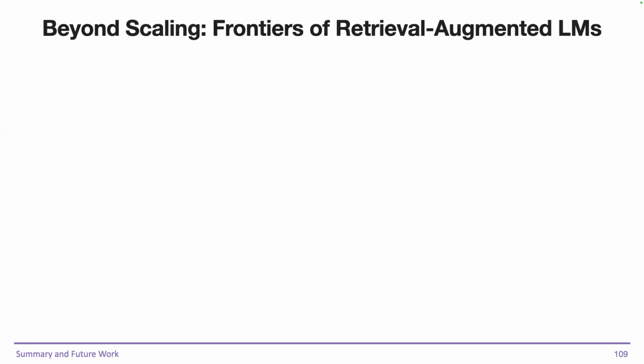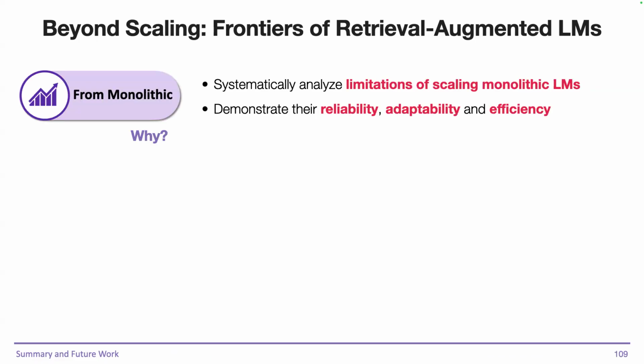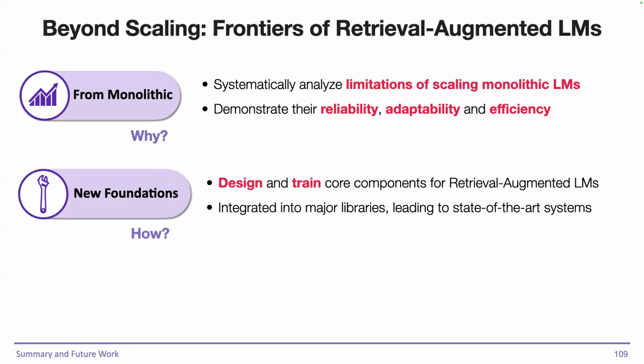Let me quickly summarize today's talk. First, I discussed the key limitation of simply scaling language models via training data or model size, and demonstrated that retrieval-augmented language models can overcome those challenges, making them more reliable, adaptable, and efficient. Next, I outlined how we can establish new foundations by designing and training core components, which has now been integrated into major libraries and state-of-the-art models.